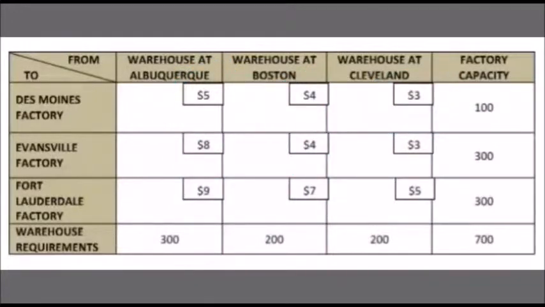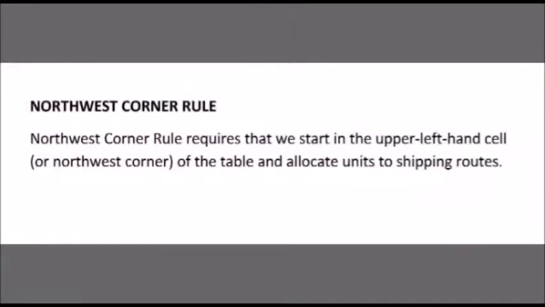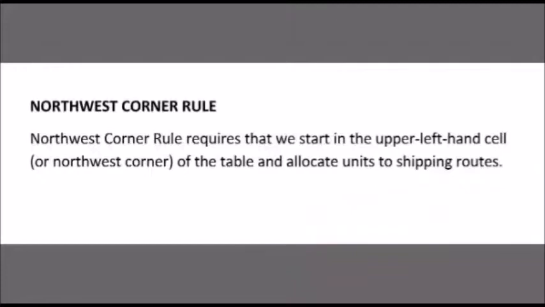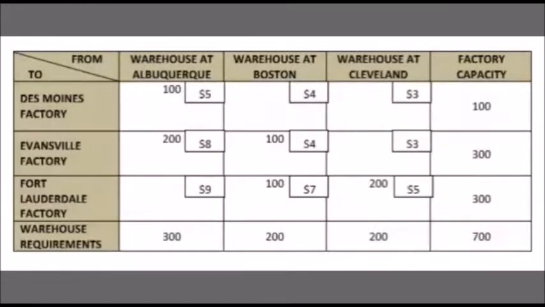Like for example, the $7 is a cost of shipping 1 unit from Fort Lauderdale factory to Boston warehouse. In solving this problem, we will be using the one systematic procedure that is known as the northwest corner rule. So the northwest corner rule requires that we start in the upper left-hand cell or northwest corner of the table and allocate units to shipping routes.